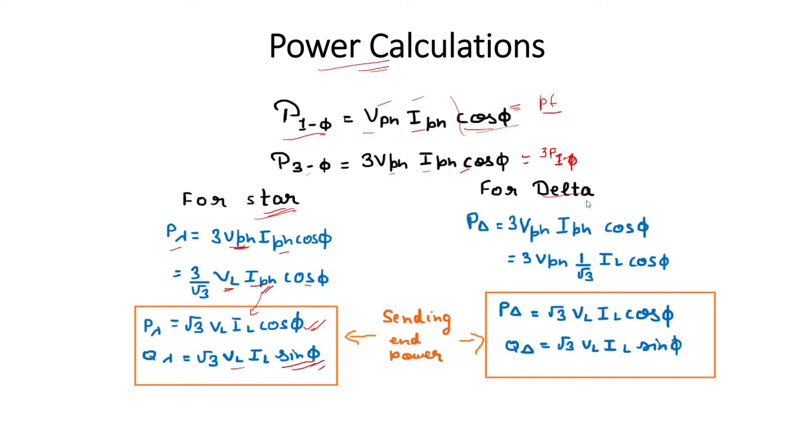Then for a delta connected system, we all know that phase voltage is equal to line voltage and phase current is equal to 1 upon root 3 times the line current.